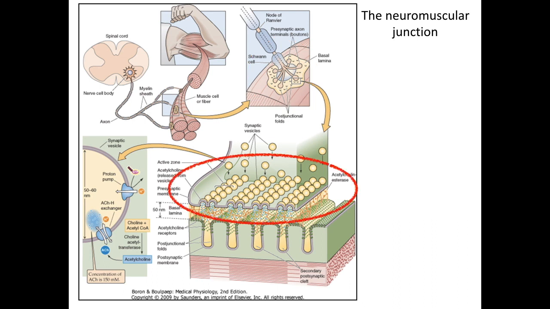Depolarization of the terminal causes a large amount of vesicles to fuse and release neurotransmitter. This causes muscular contraction. The activity of acetylcholine is terminated by the metabolism of the neurotransmitter by acetylcholinesterase.